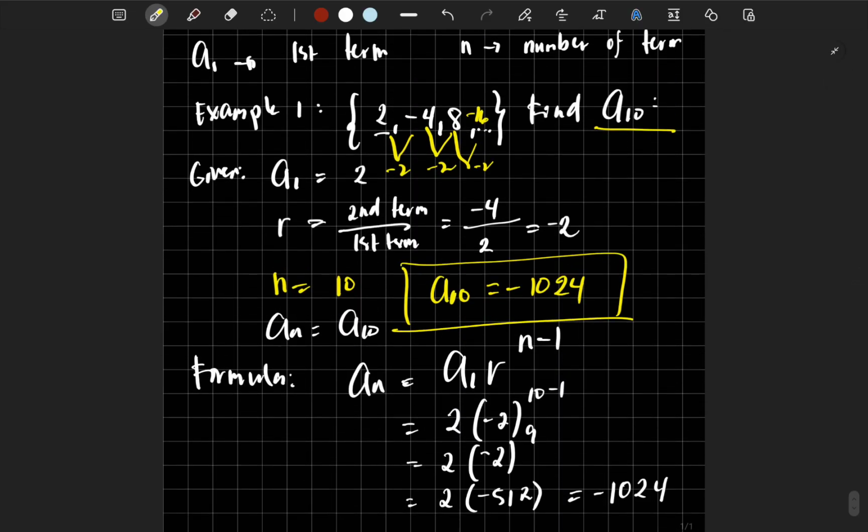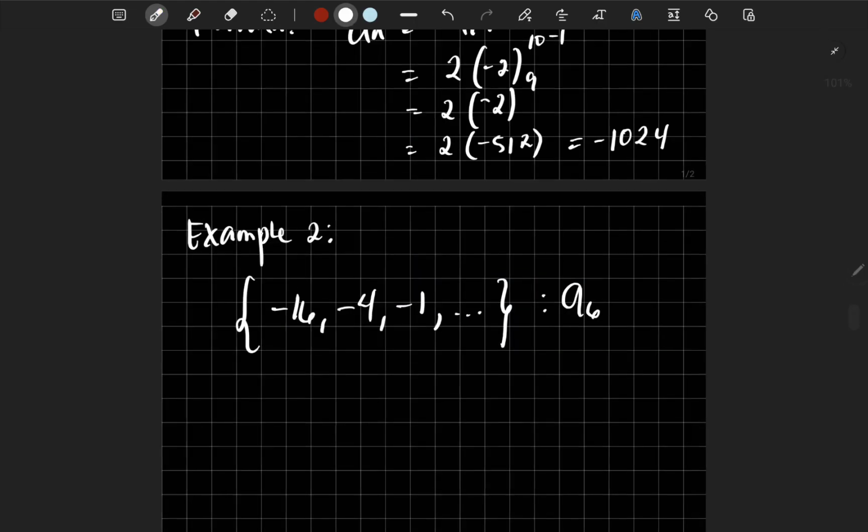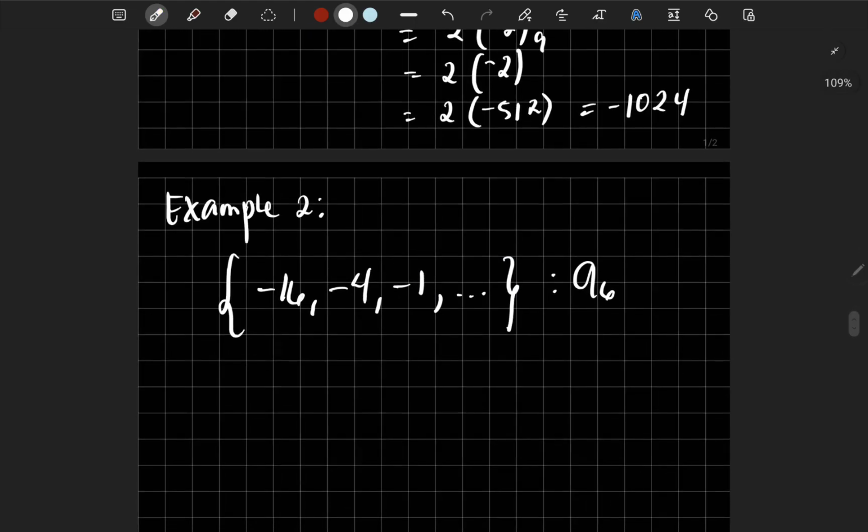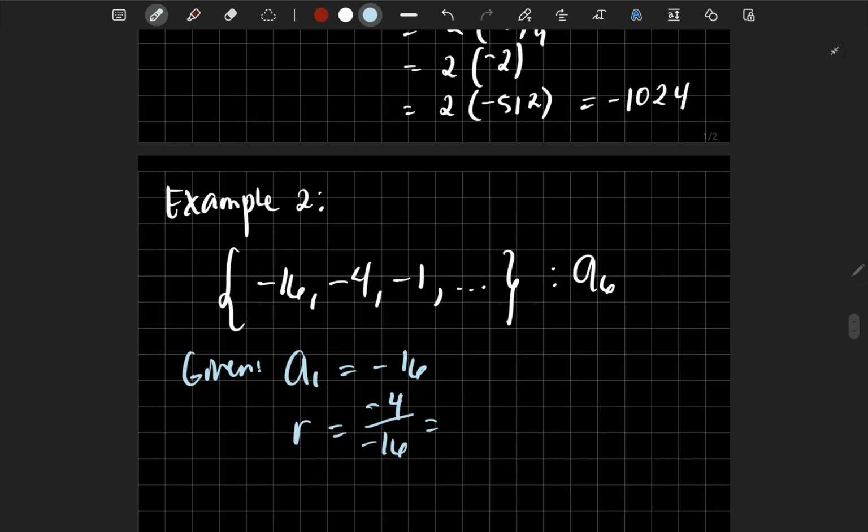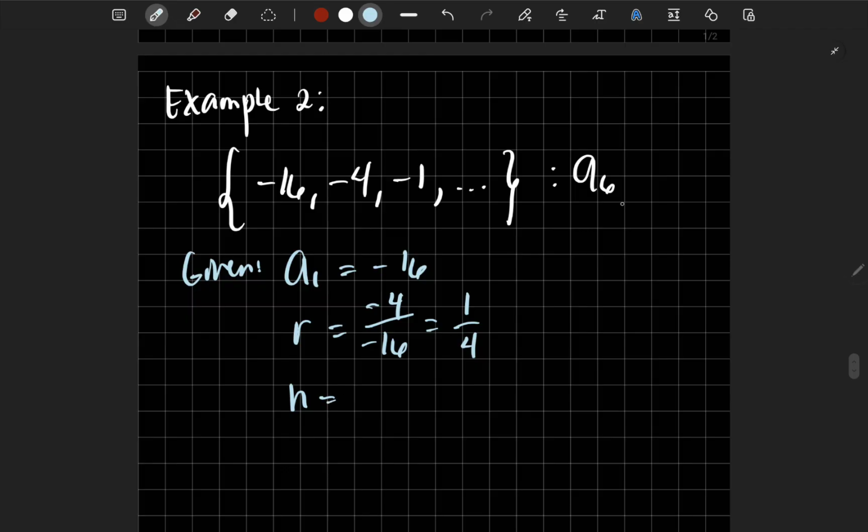Okay, let's have example number 2. For example number 2, you have here -16, -4, -1. And we are asked to find the a sub 6 of this sequence. So the same process, let's identify first our given on our sequence. A sub 1 is equal to -16. Common ratio is equal to -4 divided by -16, that is positive 1/4. Our n is 6 since we are asked to find the sixth term.